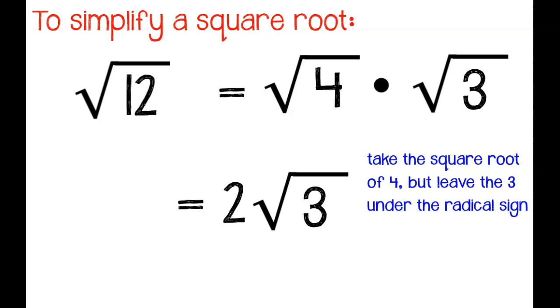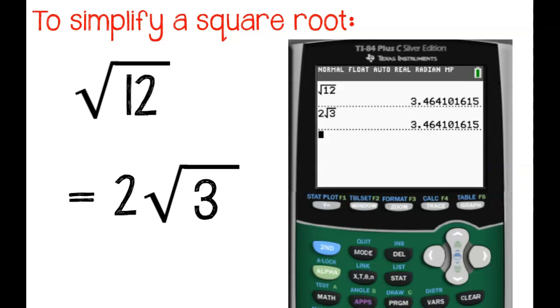And if I'm not sure if I'm right, I can simply turn my calculator on, perform the square root of 12, perform 2 square roots of 3, and see if my answers match. And they do. So I know I got it right. This is your check step.